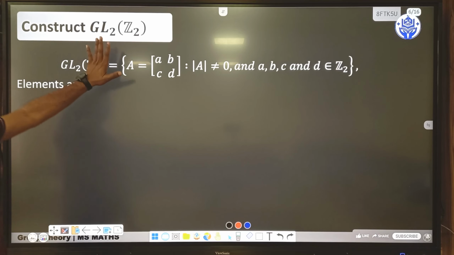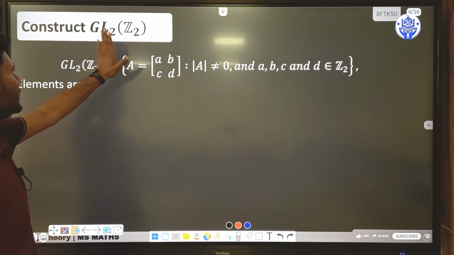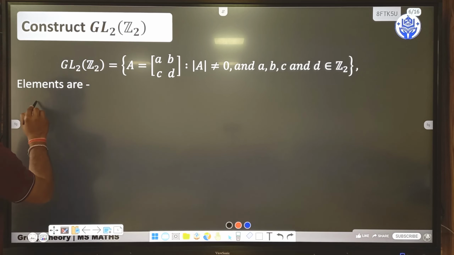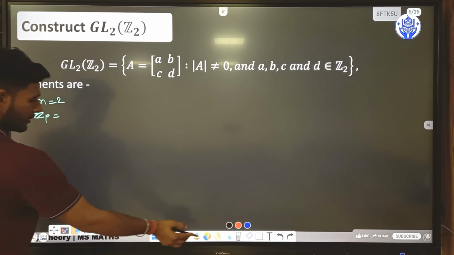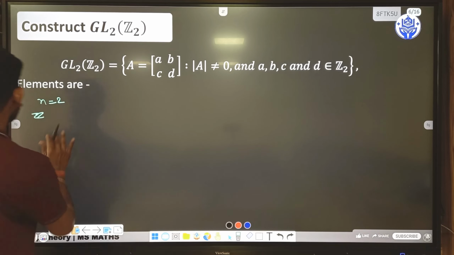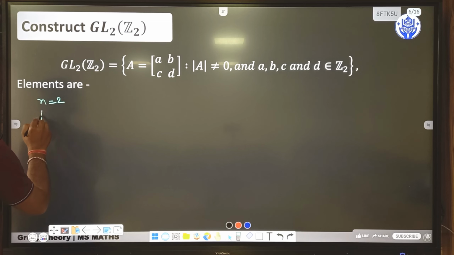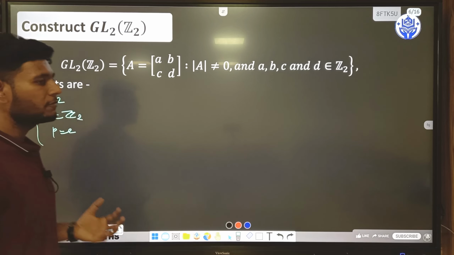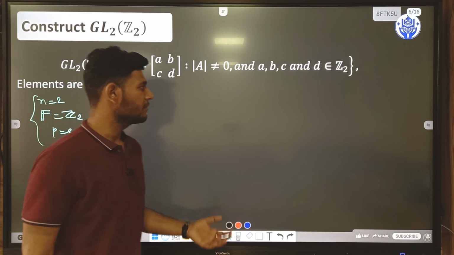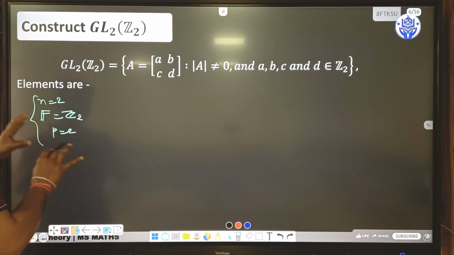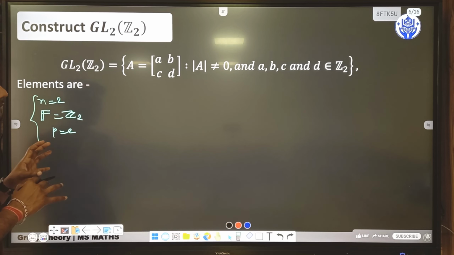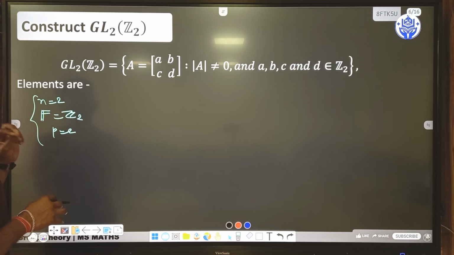Okay, now here is the construction of the general linear group GL(2, Z2). It means my n is equal to 2 and the field F is going to be Z2, so my p is equal to 2. So can I identify the cardinality of this set? Yes, I can show you, but before that I'll show you which kind of elements this set will contain.